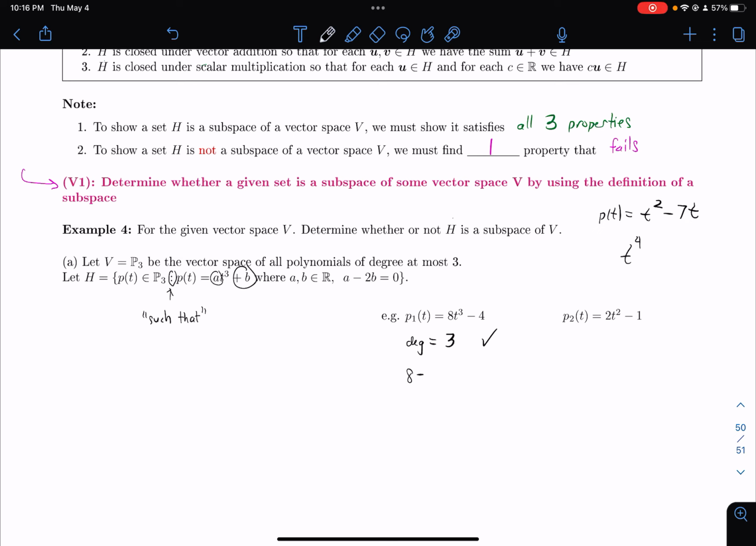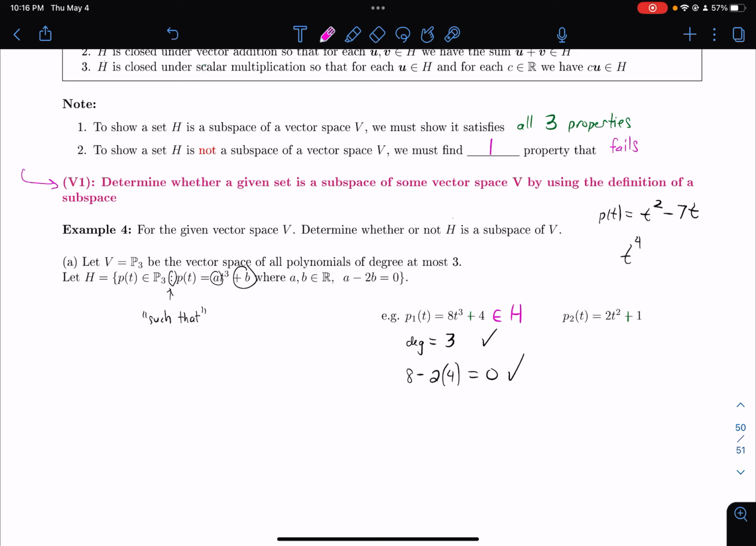you know what? I'm realizing there's a typo. I meant for this to be a plus. Okay, actually, I meant for both of these to be a plus. I meant for this to be a plus and this to be a plus. Okay, so let me just fix that right now. Okay, so my a value is 8, and if I do minus 2b, so 2 times 4, I do get 0, just like the condition says I need to. Nice. So this first polynomial satisfies everything that I need to be in H. So this is a polynomial that's in H. Awesome.